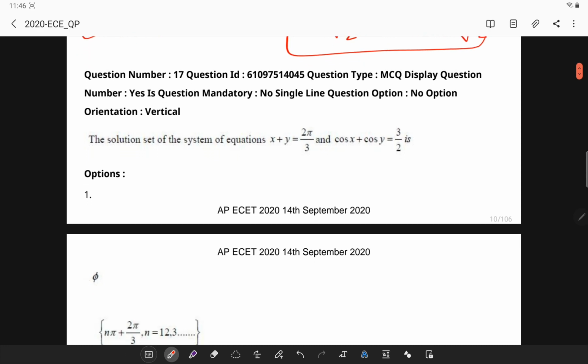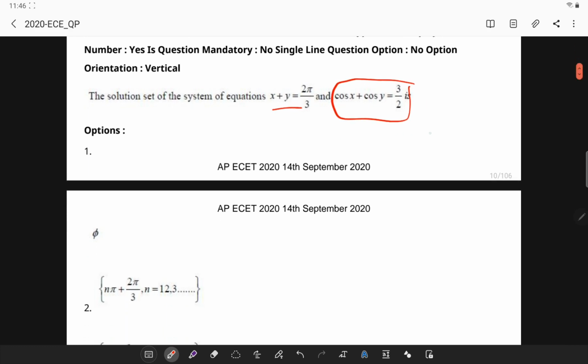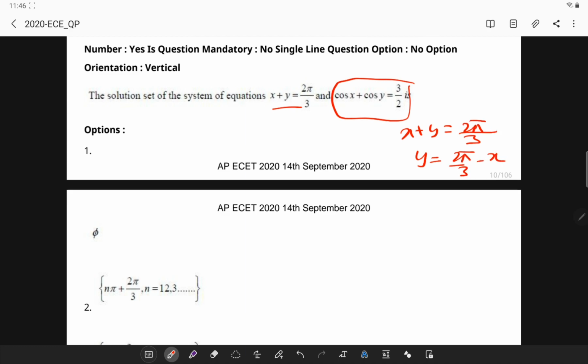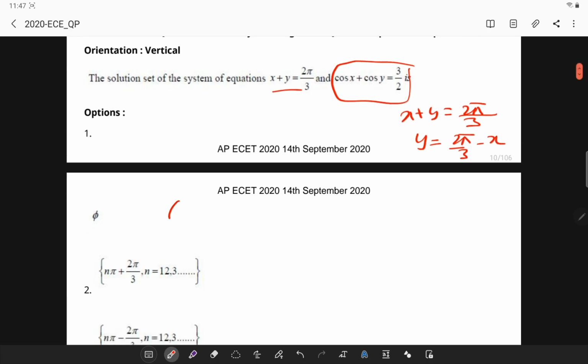Next, we have two equations. Find the solution of the set of equations with x plus y is equal to 2 pi by 3 and cos x plus cos y is 3 by 2. So here if x plus y is 2 pi by 3, then y is simply 2 pi by 3 minus x. So I will substitute the same in this equation. Cos x plus cos y, which is cos of 2 pi by 3 minus x, is equal to 3 by 2.